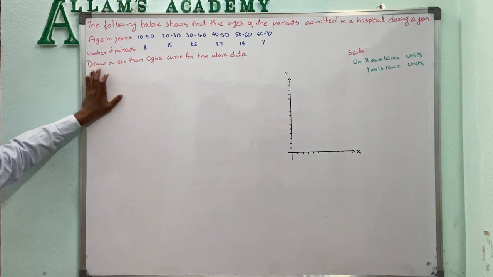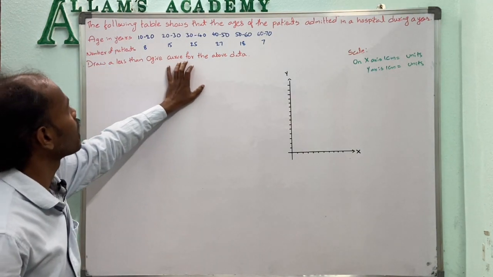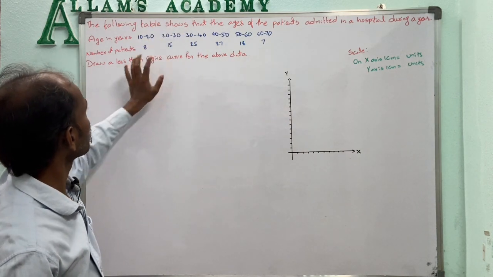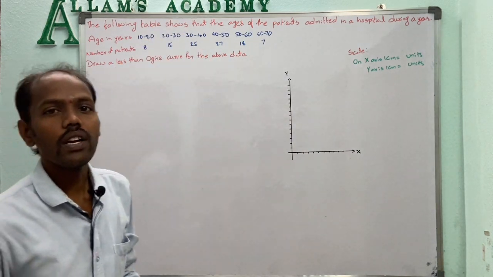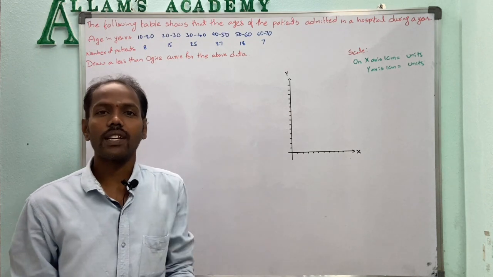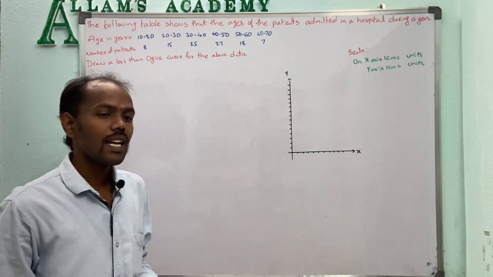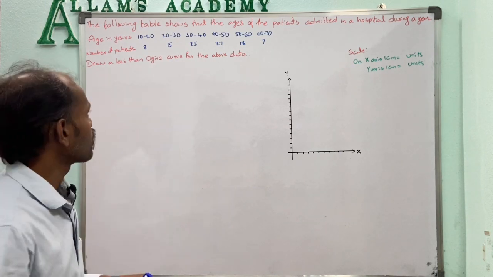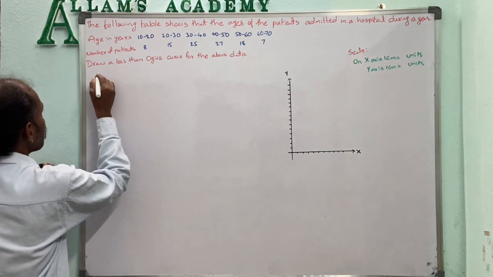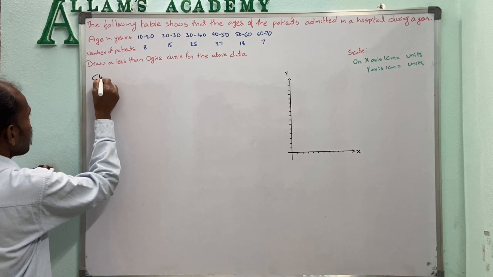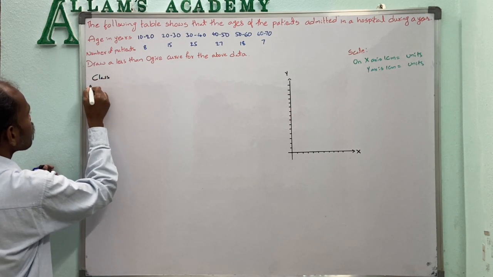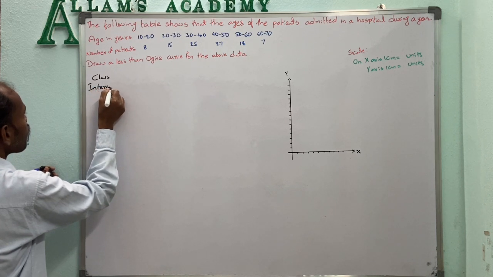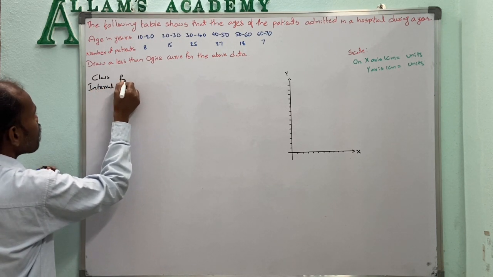Next, draw a less than ogive curve for the above data. So for this given data we have to draw the less than ogive curve. Whatever is given, first we have to take the class interval and frequency. So first writing that: class interval, frequency.